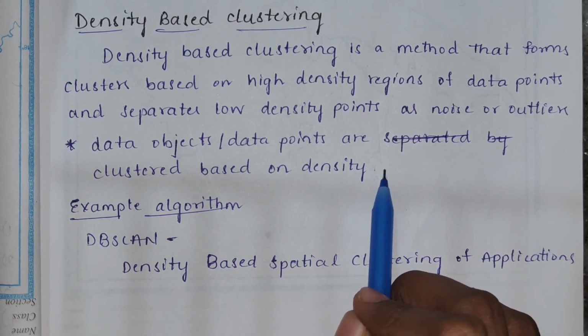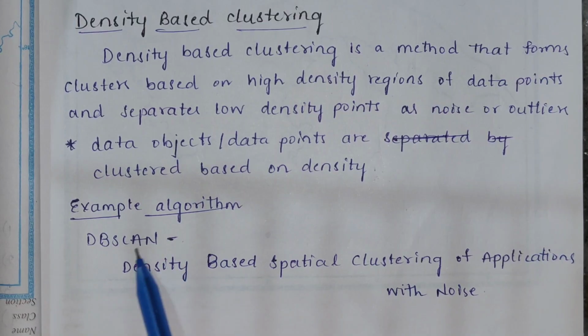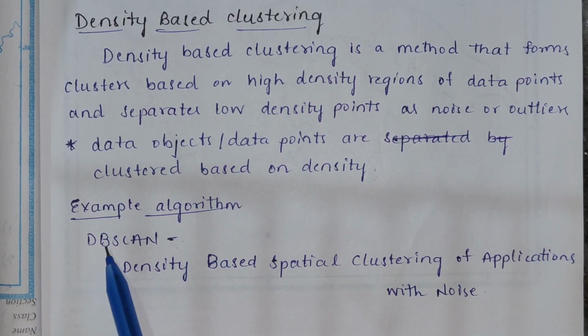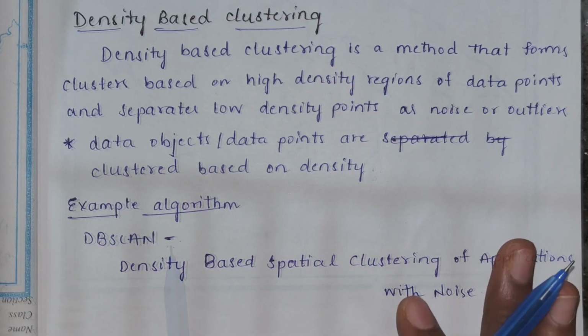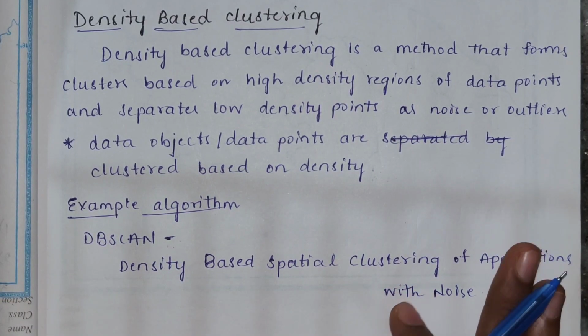In density based clustering, the commonly used main algorithm is DBSCAN. Here DBSCAN means Density Based Spatial Clustering of Applications with Noise. And in density based clustering we have some terms. Now we will discuss those terms.